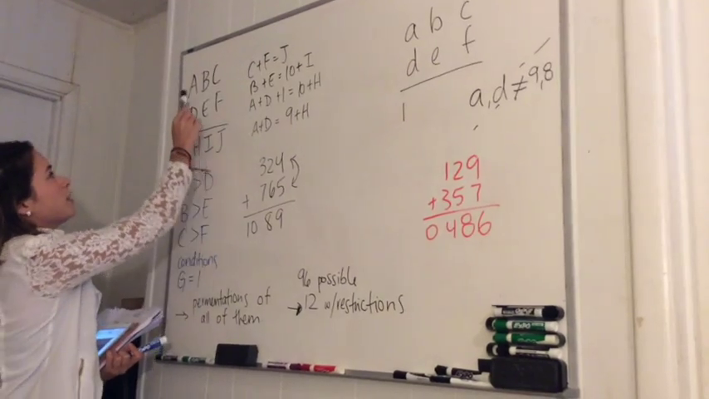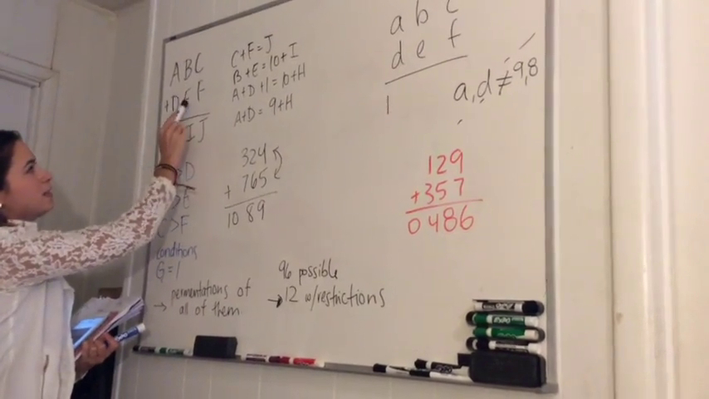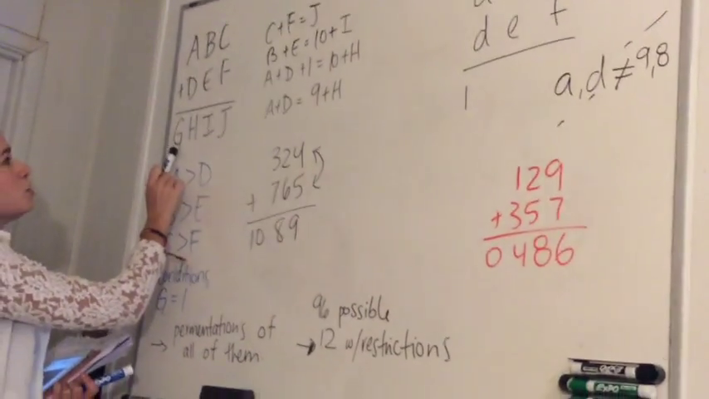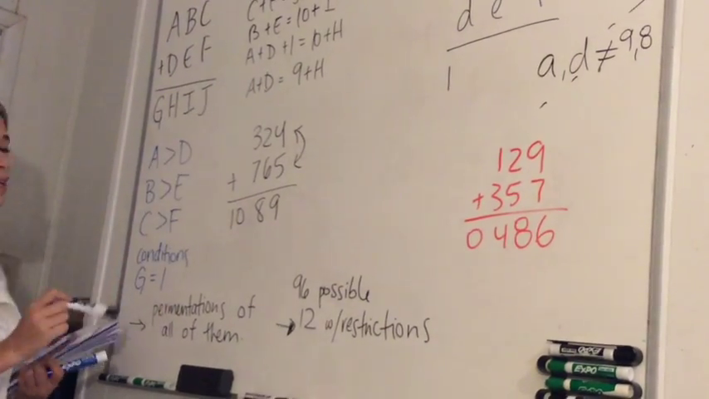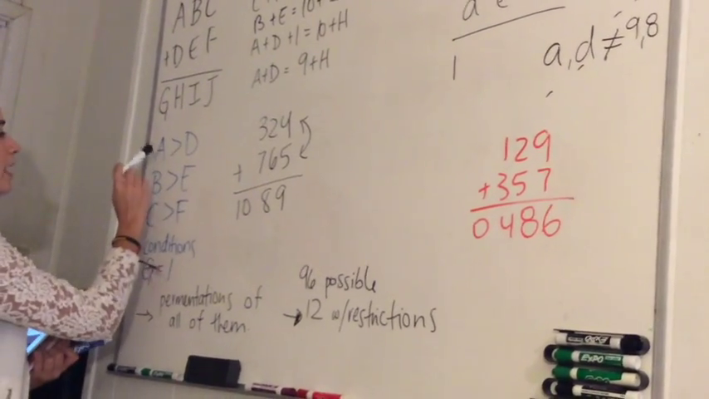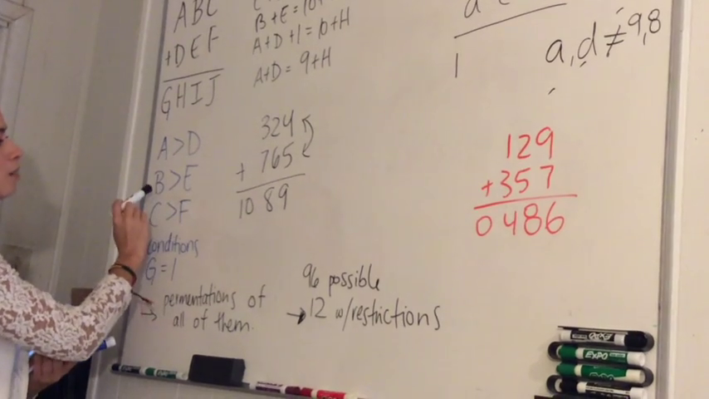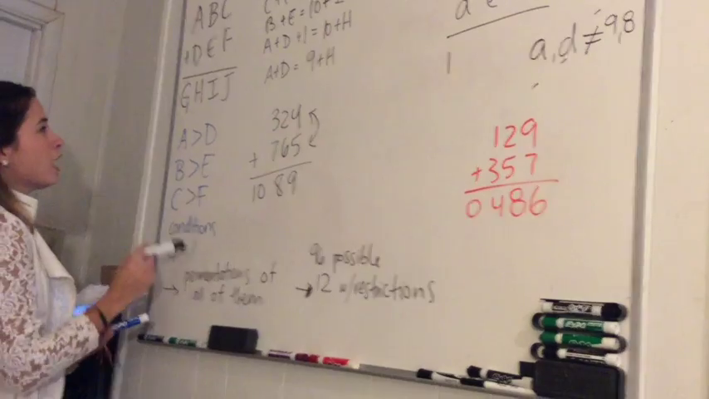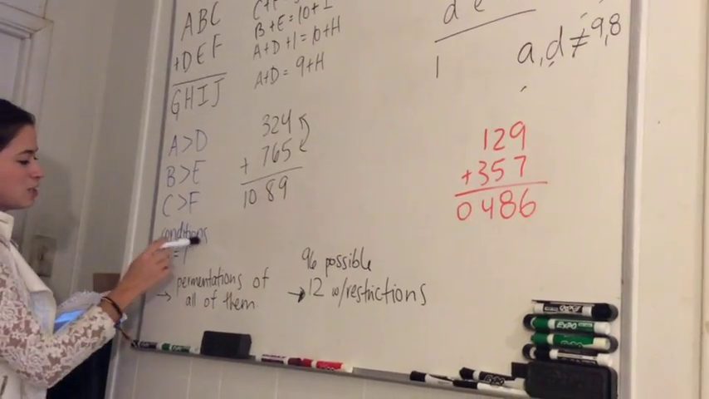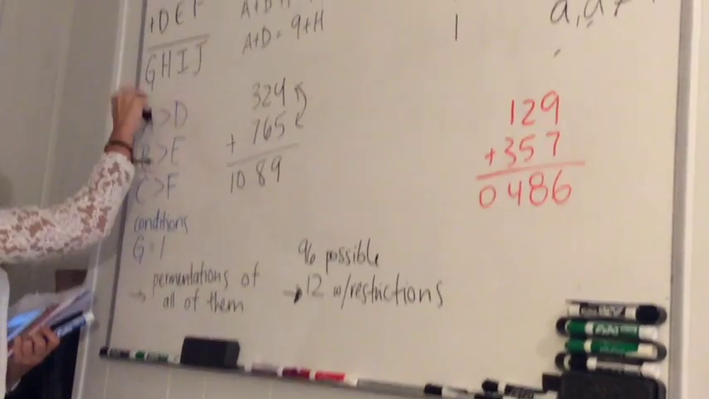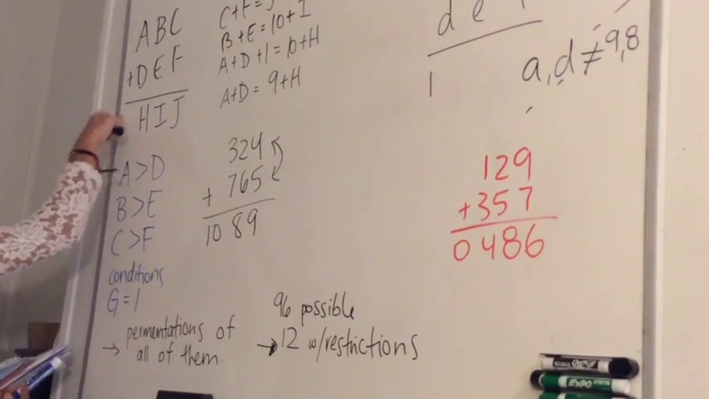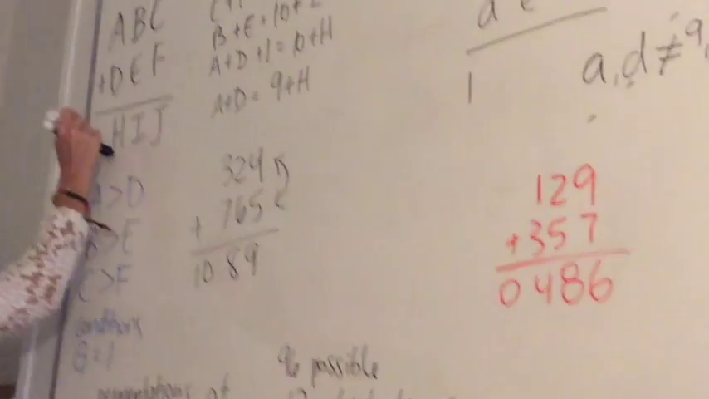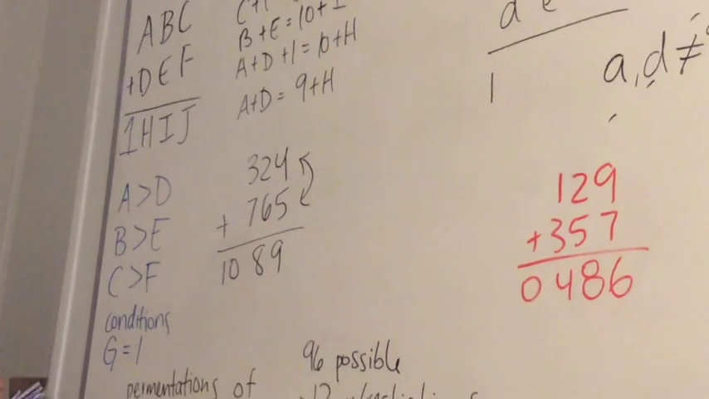So the conditions were that ABC plus DEF equals GHIJ. The conditions that we found were that A had to be greater than D, B had to be greater than E, and C had to be greater than F. And additionally, G always has to equal 1. So up here, G always has to equal 1.